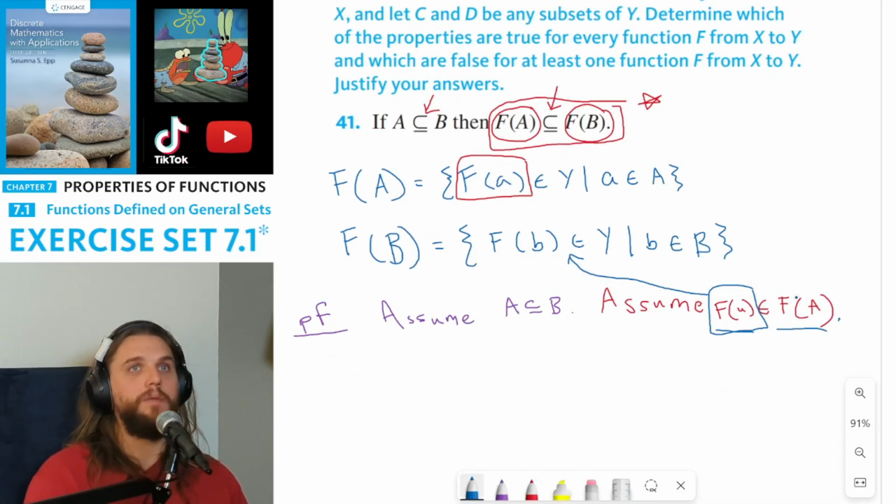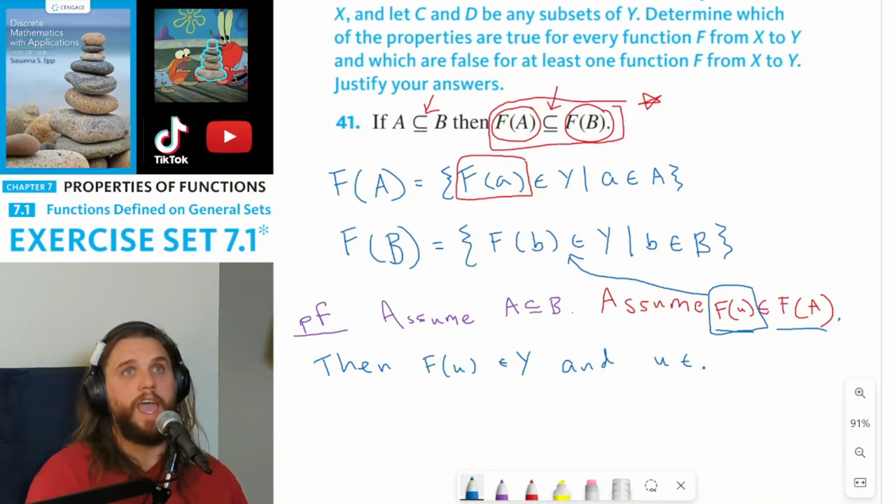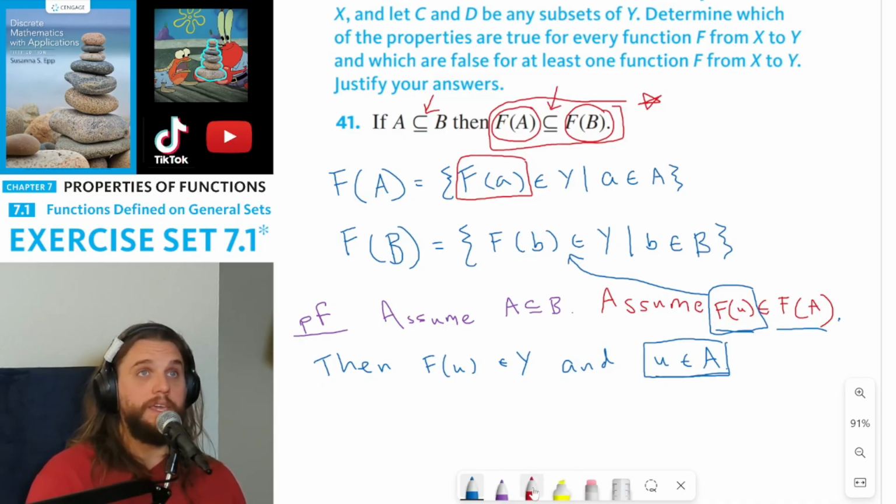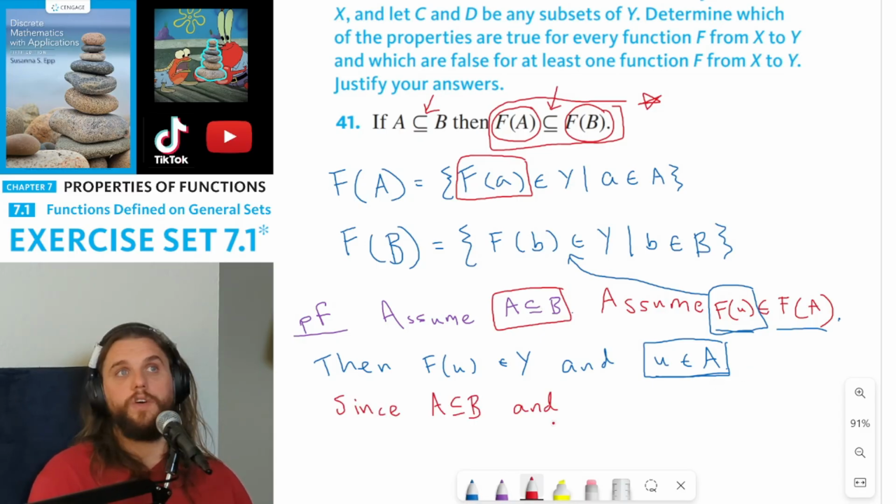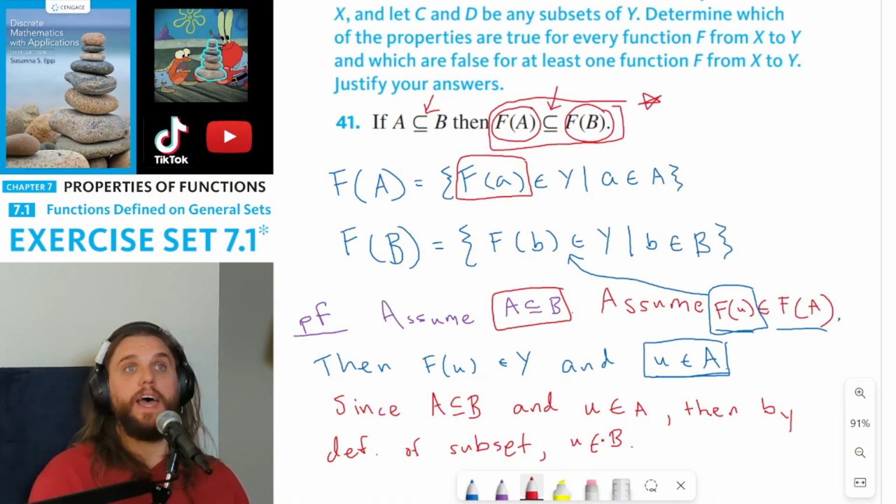To do that, let's unpack this definition. What does it mean to be an element of this set? Well, that means that F of u, number one, is in our codomain. It's an element in Y. And we also know that the input corresponds to the set capital A. So lowercase u comes from capital A. That means that lowercase u is also an element of B. So if A is a subset of B and lowercase u is an element of A, then by definition of a subset, this element u must be an element of B.